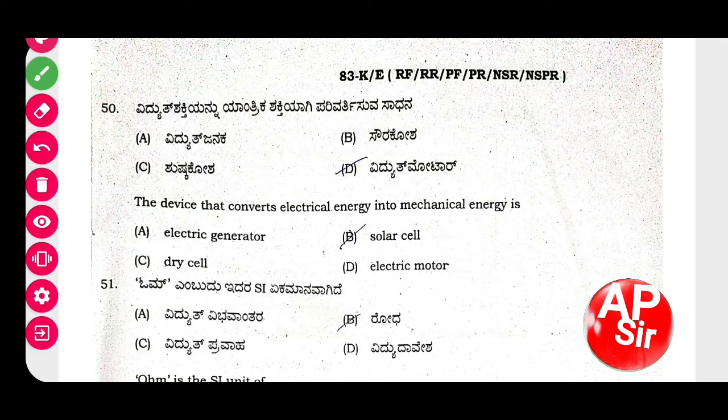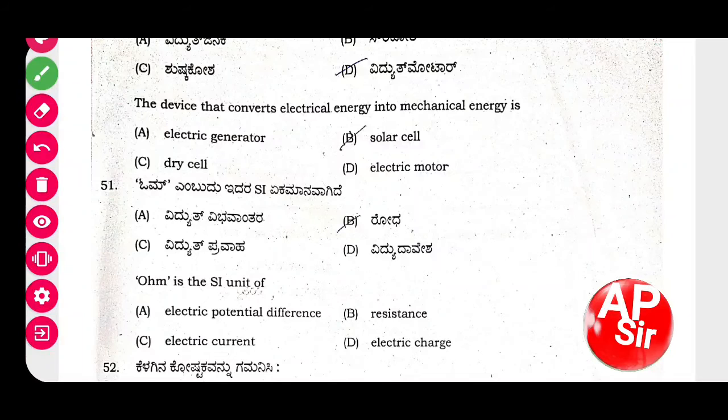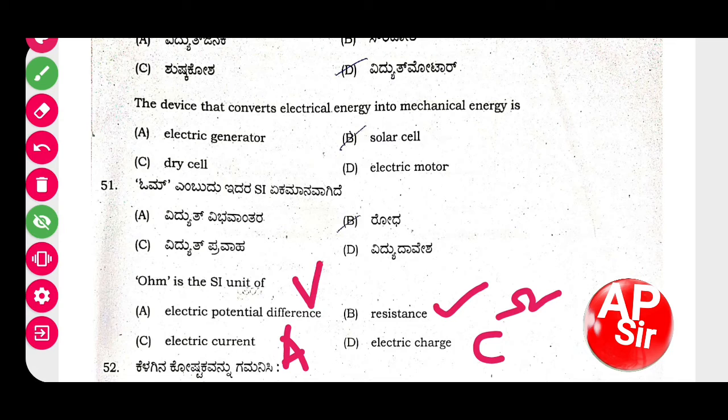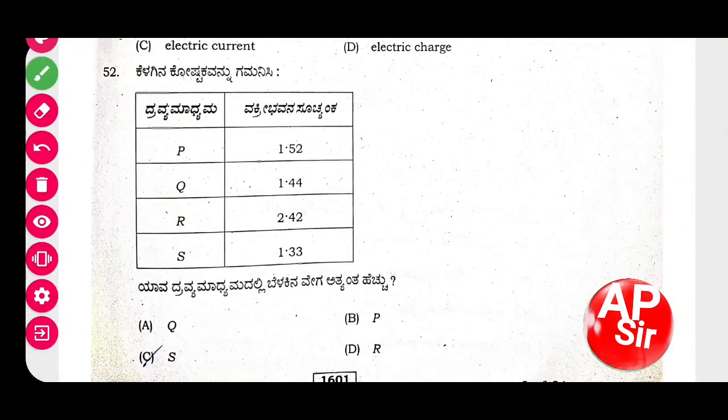Next, ohm. This is the SI unit of, I said in my class that SI units are very important. It is resistance. Resistance SI unit is ohm. Electric charge is coulomb, C. Electric current is ampere. Potential difference is volts. These are the SI units, kids. Keep in your mind.